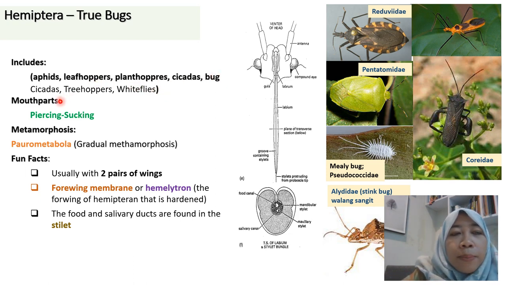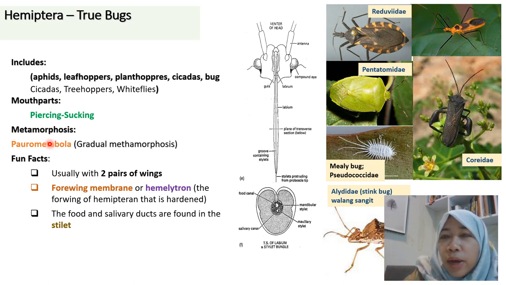Kutu-kutuan ya. Mouth part, the type of mouth part is piercing and sucking. As you can see in the picture, this is the shape of the piercing and sucking. This type of mouth part is like a needle. They can suck the sap of plant, menghisap cairan tanaman ya.